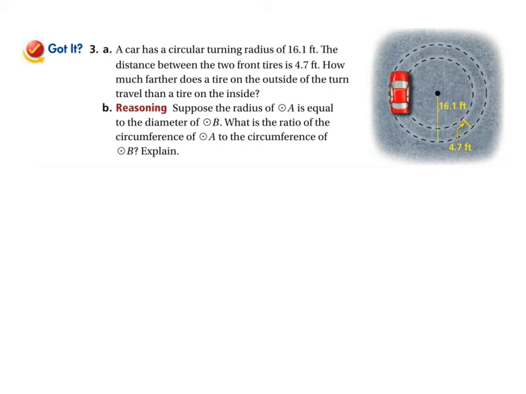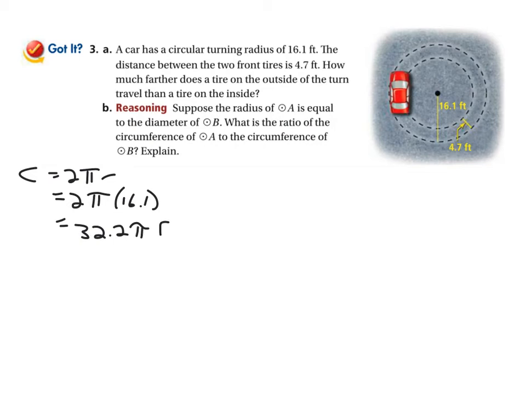Okay, so let's see what's going on here. The car has a circular turning radius of 16.1. If we found the circumference of that outer circle, we'd say the circumference is equal to 2 pi r. And what do we know the radius is? The radius is 16.1. And when you multiply that by 2, you get 32.2. So you get 32.2 pi feet, right? For the circumference of that large one.